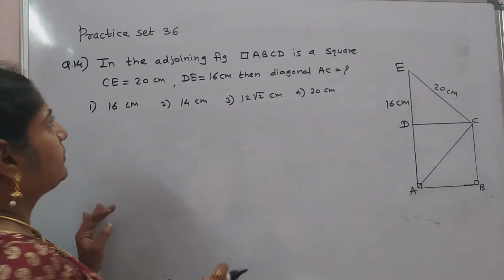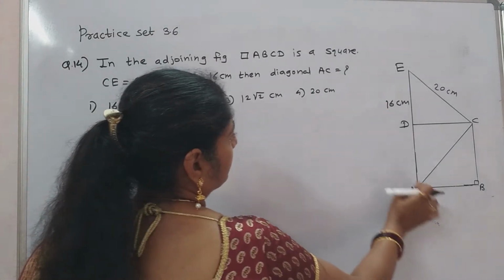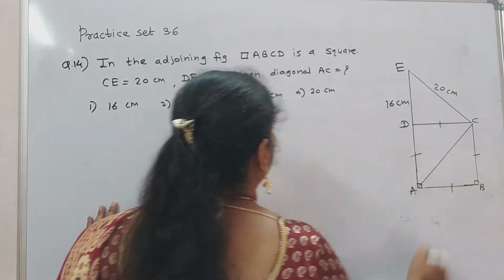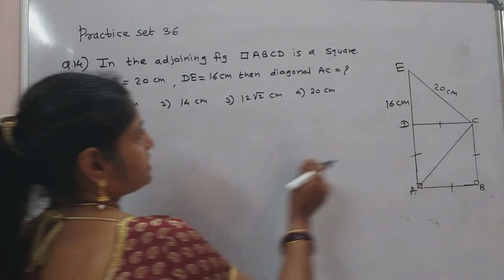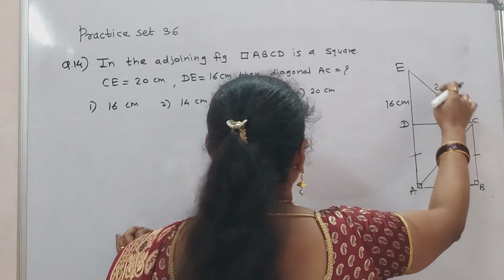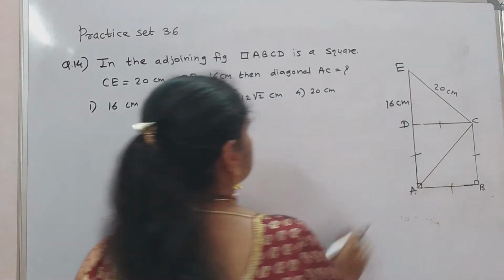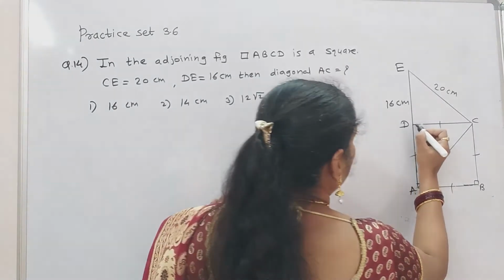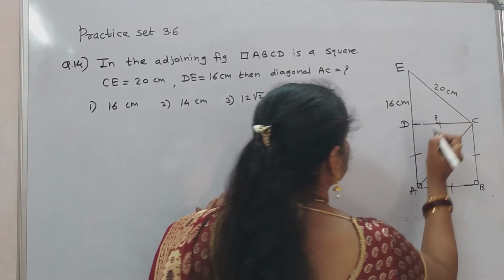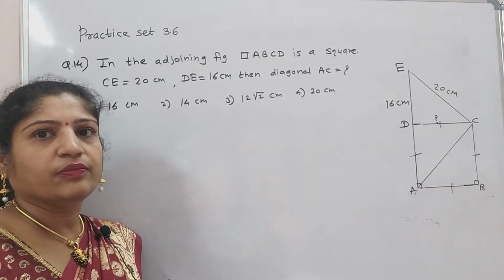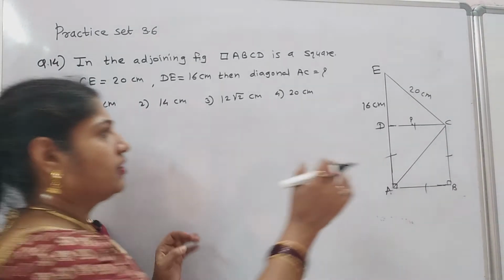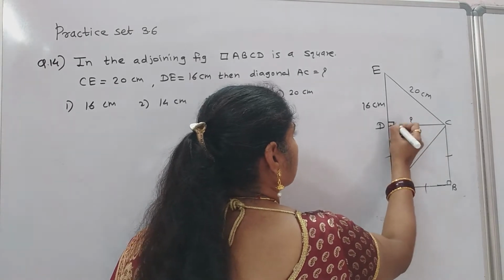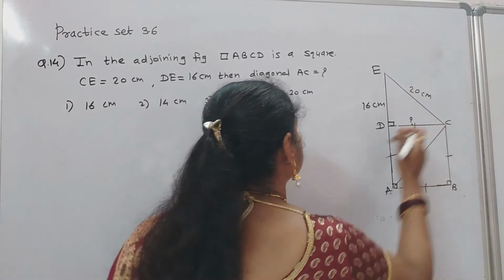Now next question. In the adjoining figure, ABCD is a square and CE is 20 centimeter and DE is 16 centimeter. So first of all, find the value of CD by using the Pythagoras theorem. This is the right angle triangle EDC.